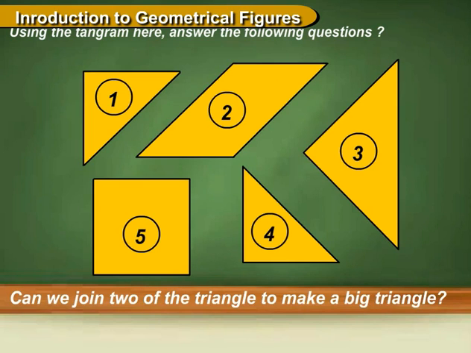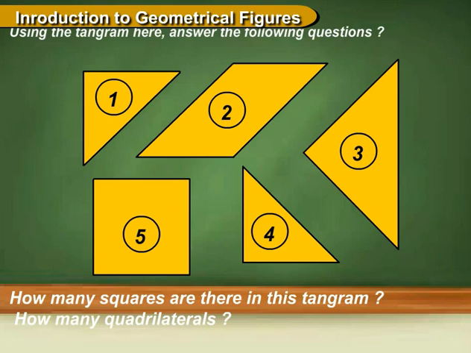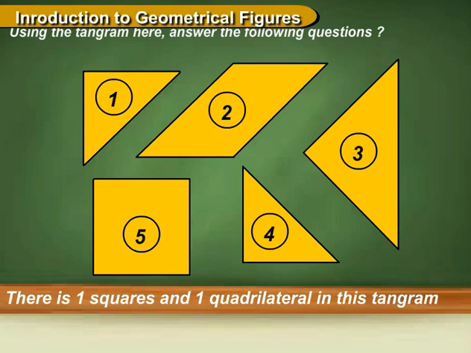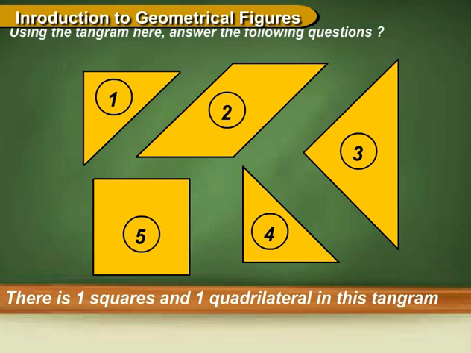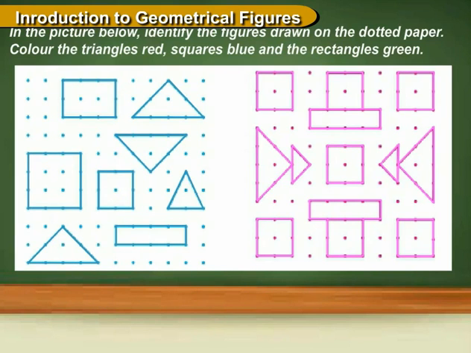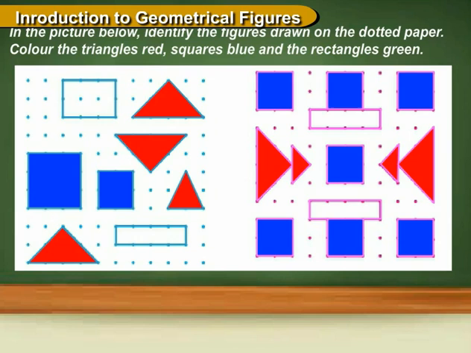Can we join 2 of the triangles to make a big triangle? Yes, we can join triangle number 1 and 4 to make a big triangle. How many squares are there in this tangram? How many quadrilaterals? There is 1 square and 1 quadrilateral in the tangram. In the picture below, identify the figures drawn on the dotted paper. Color the triangles red, squares blue, and the rectangles green.